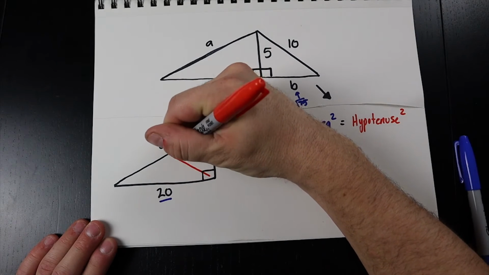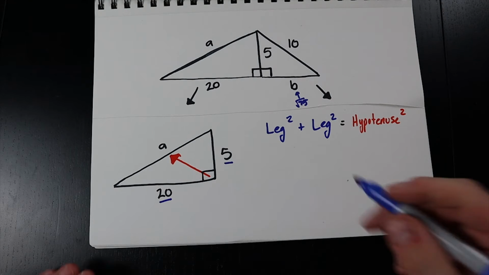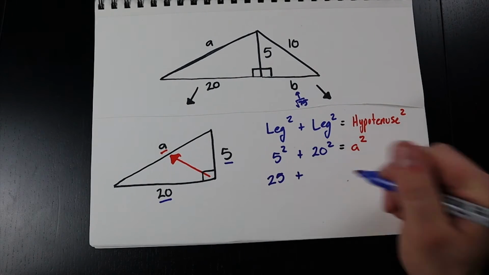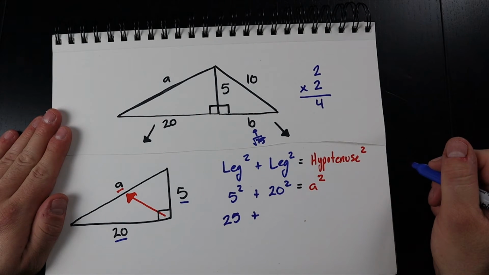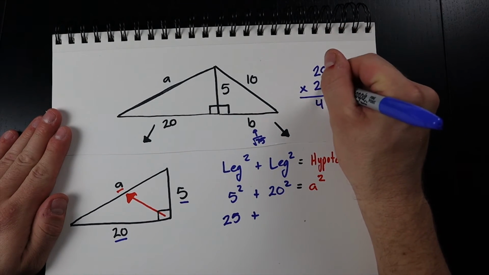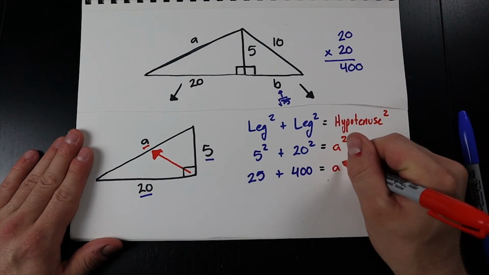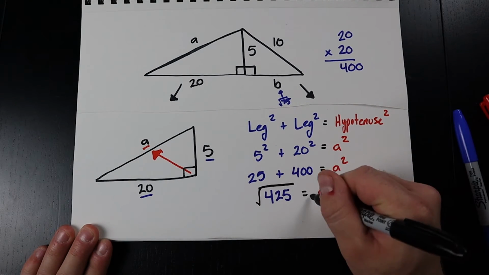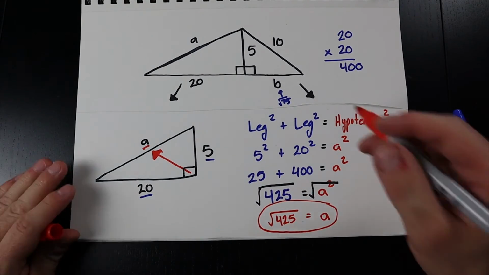This time, my hypotenuse is the variable a, because again, it's the side opposite of my right angle. So this triangle is missing its hypotenuse. I write in my two leg values and solve the equation. Calculating 20 squared may seem like a pain, but it can be simplified. I know that 2 times 2 is equal to 4, which means that 20 times 20 must be equal to 400. The missing length of a comes out to be the square root of 425.